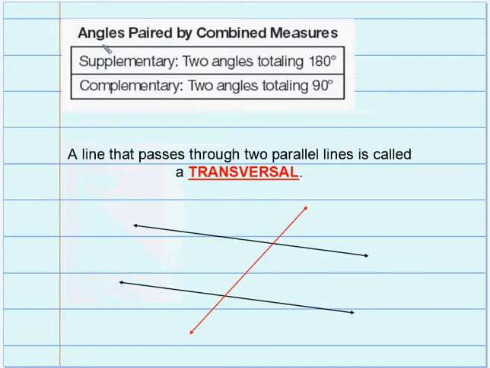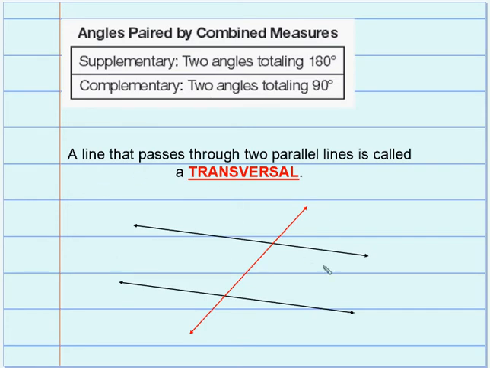Now, this again is review. Just make sure you have it down in your notes. Angles paired by combined measures. If we have two angles that total 180 degrees, that's supplementary, or two angles that total 90 degrees, that's complementary.